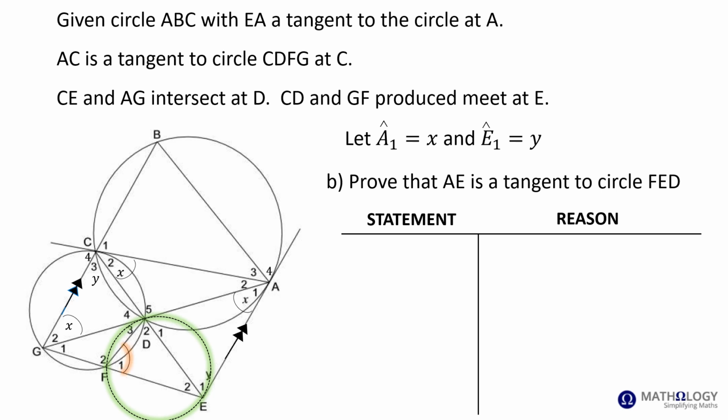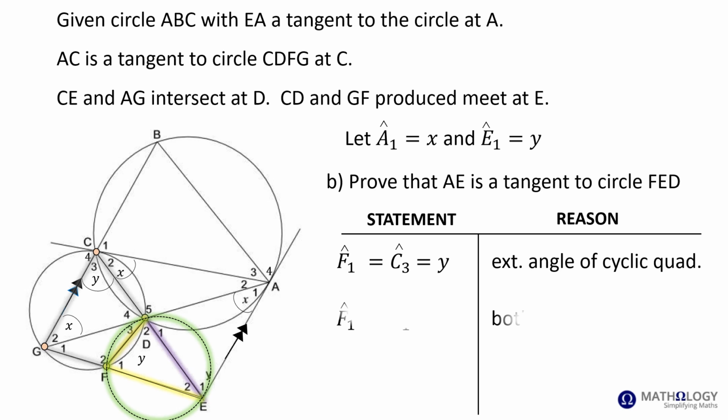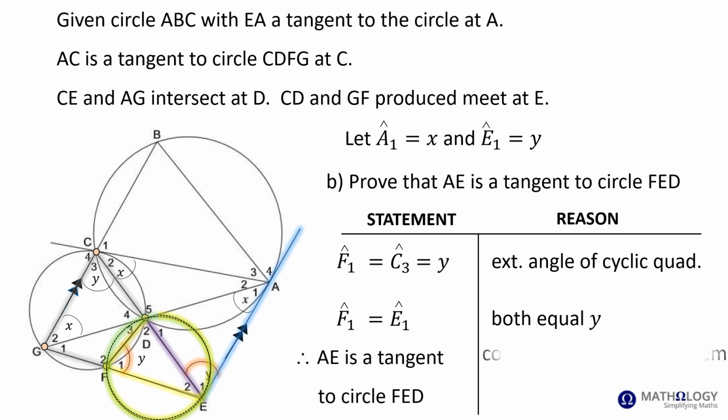F1 is the exterior angle of cyclic quad CDFG. We know that CDFG is a cyclic quad, because C, D, F and G lie on the circumference of a circle. F1 therefore equals C3, because the exterior angle of a cyclic quad equals the opposite interior angle. We can now state that angle F1 equals angle E1, since both angles equal y. And therefore, AE is a tangent to circle FED, the reason being, the converse of the tan chord theorem.